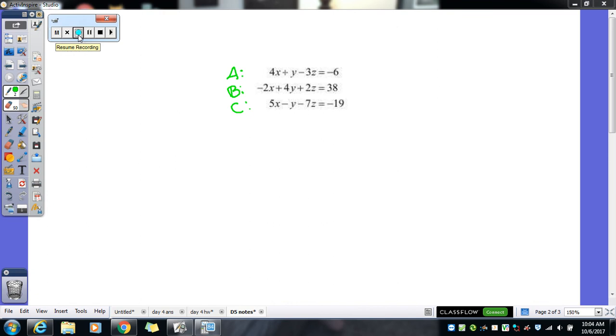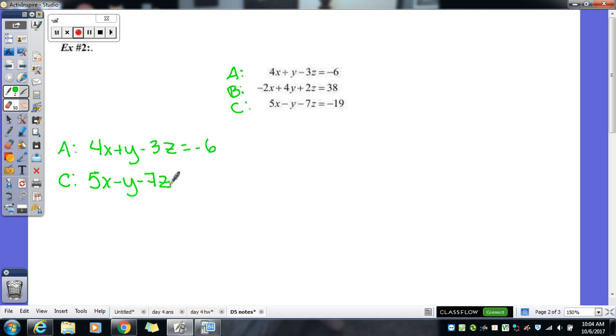Alright, so let's see here. Which one do we want to get rid of first? X, Y, or Z? We're eventually going to figure them all out. You want to get rid of Y's first? Alright. So we'll start with A and C. We went with those ones because our Y's are set up perfectly to cancel one of them out already, because I have one that's a positive Y, the other one's a negative Y. So now when I combine those, I get 9x minus 10z equals negative 25. There's our D.